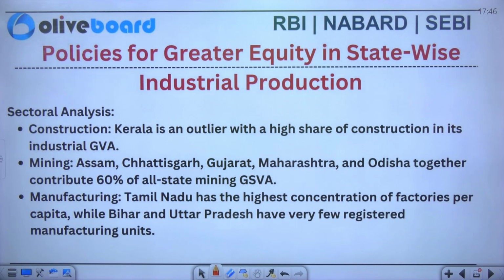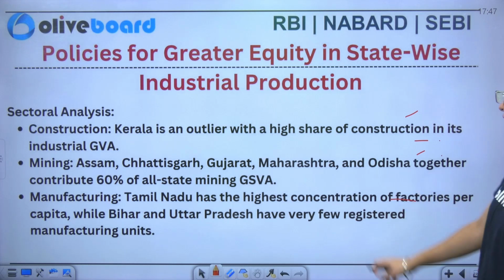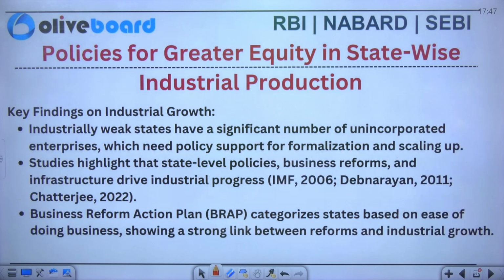Now if I talk about sectoral analysis, so you can see construction. Kerala is the outlier with a high share of construction. And if I talk about mining, Assam, Chhattisgarh, Gujarat, Maharashtra and Odisha together contribute 60%. If I talk about manufacturing, you can see that Tamil Nadu has the highest concentration of factories per capita, while Bihar and Uttar Pradesh have very few registered manufacturing units.